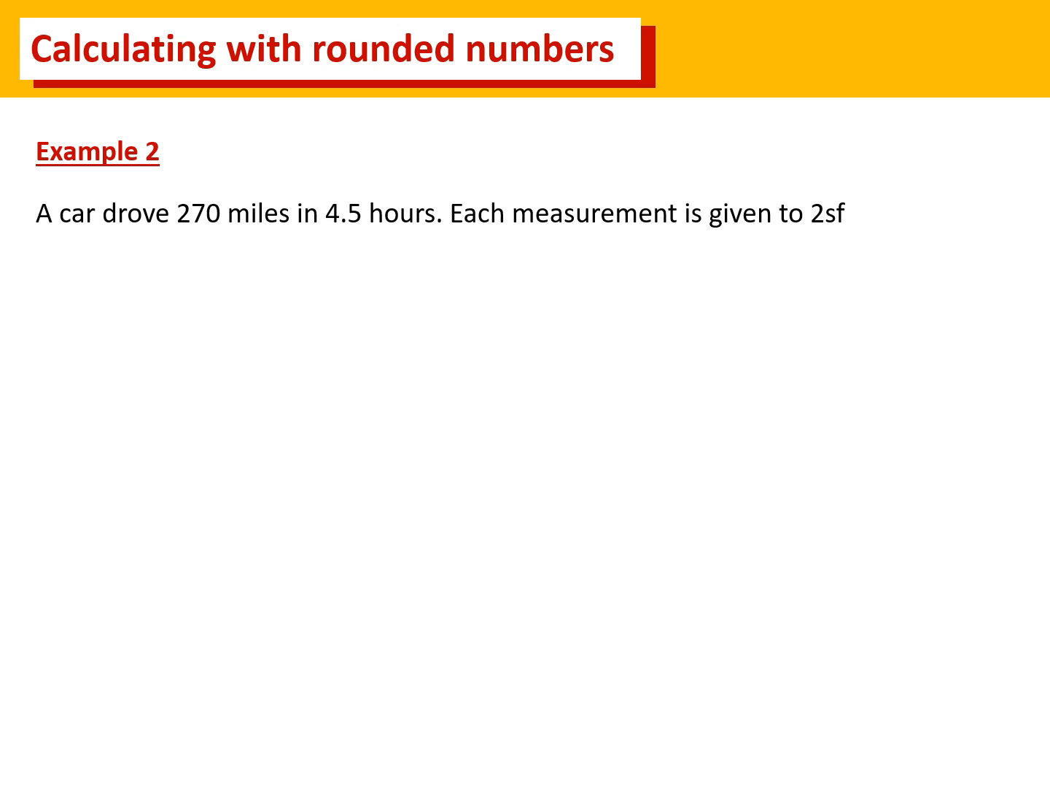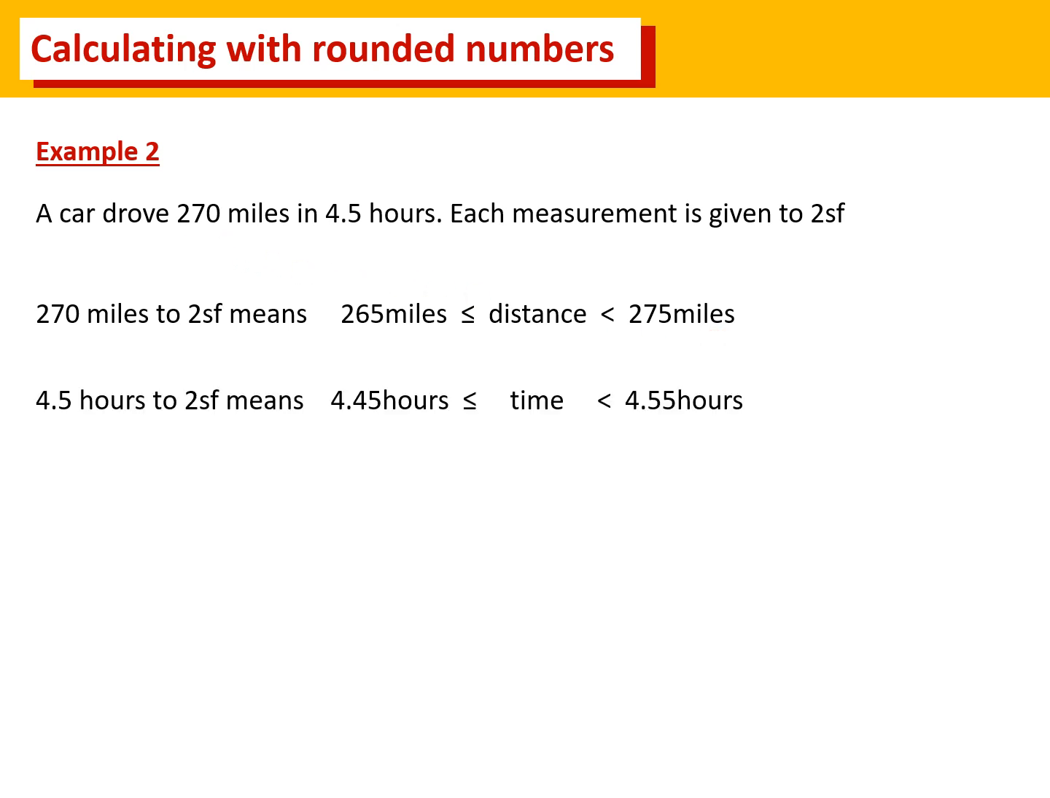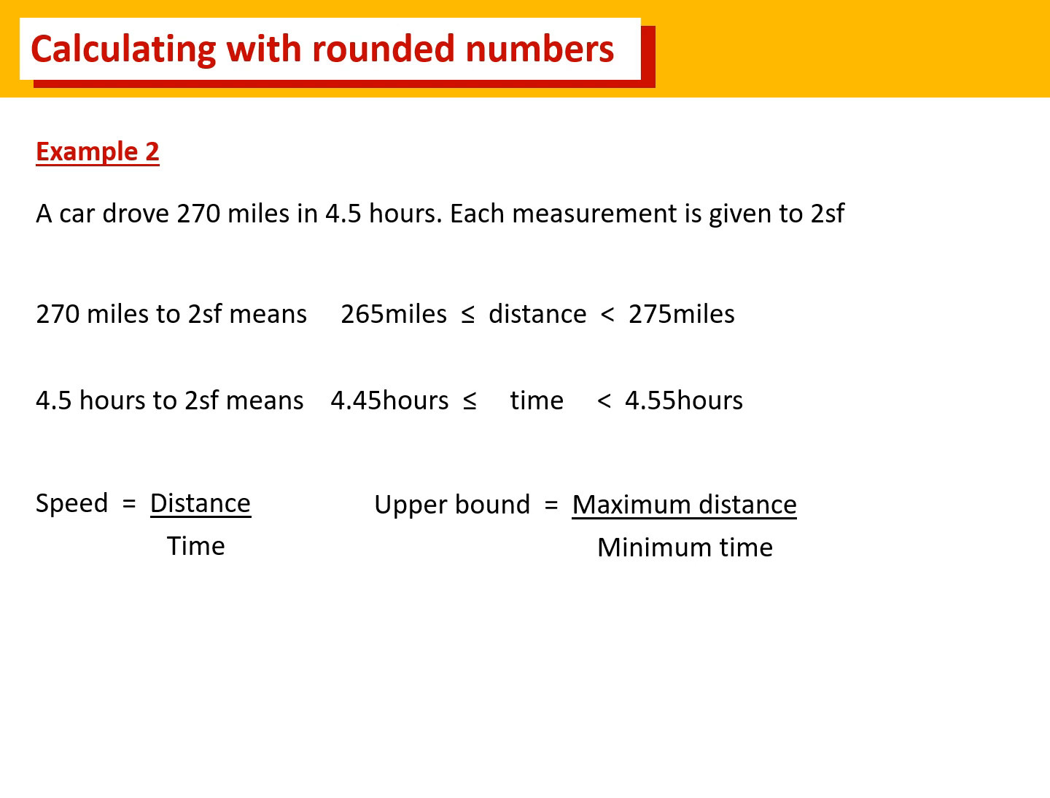So in example 2, a car drove 270 miles in 4.5 hours, but each measurement is given to two significant figures. So 2 significant figures for the 270 miles means to the nearest 10. So 270 could be anywhere from 265 to 275. You have to understand lower and upper bounds for individual measures. And 4.5 hours to two significant figures, that's to the nearest 10th, is anything from 4.45 to 4.55.